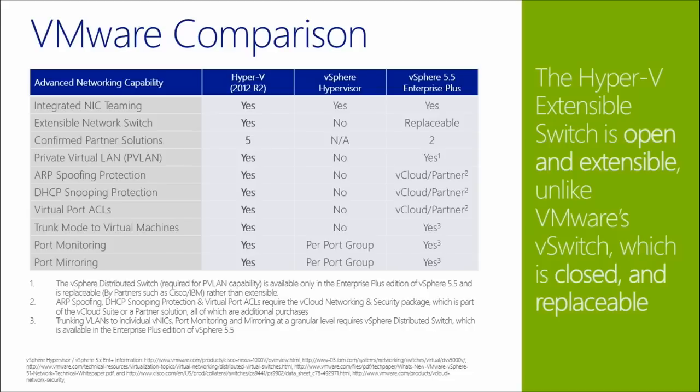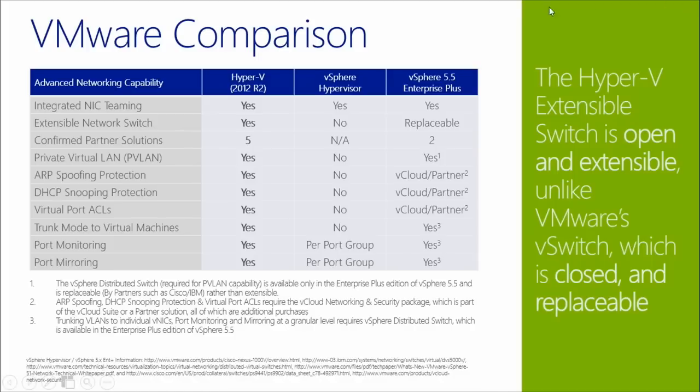The PVLANs, the ARP and neighbor discovery snooping protection, DHCP snooping protection, port ACLs. None of those exist in that free vSphere hypervisor. And when we think about the vSphere Enterprise Plus, which is the only SKU that has the distributed switch as part of it, that does enable some of the more advanced networking capabilities.